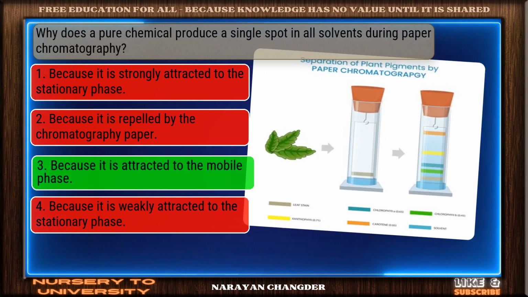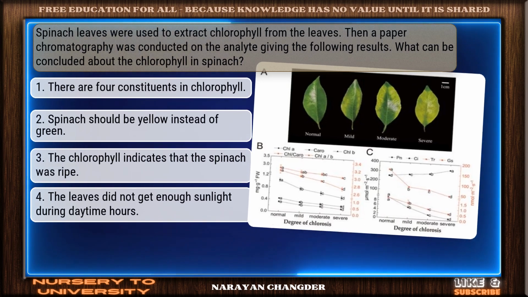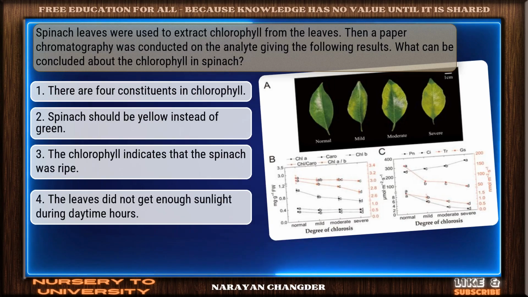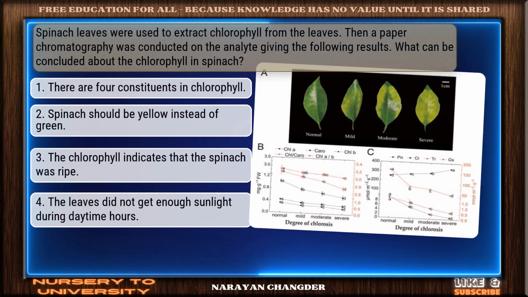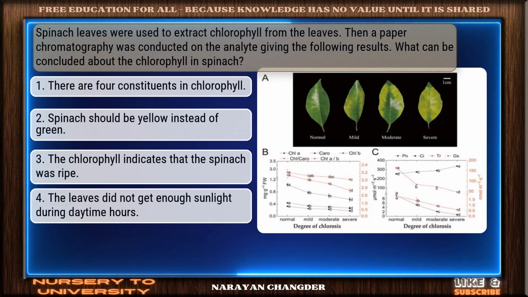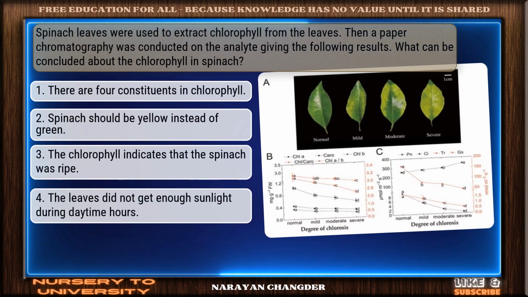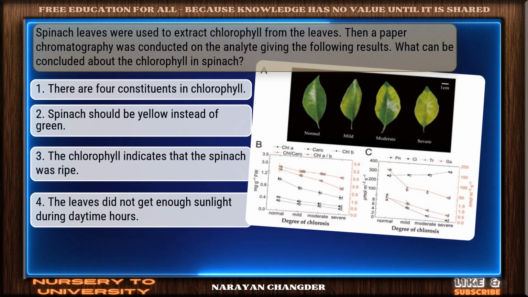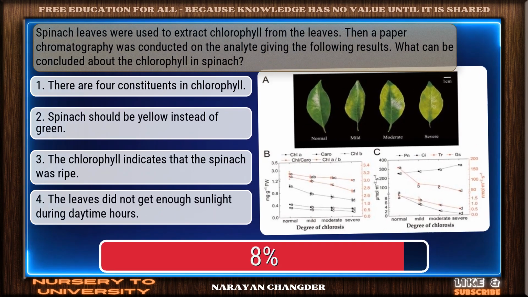Well done, because it is attracted to the mobile phase. Spinach leaves were used to extract chlorophyll from the leaves. Then a paper chromatography was conducted on the analyte, giving the following results. What can be concluded about the chlorophyll in spinach? Option 1. There are 4 constituents in chlorophyll. Option 2. Spinach should be yellow instead of green. Option 3. The chlorophyll indicates that the spinach is ripe. Option 4. The leaves did not get enough sunlight during daytime hours.